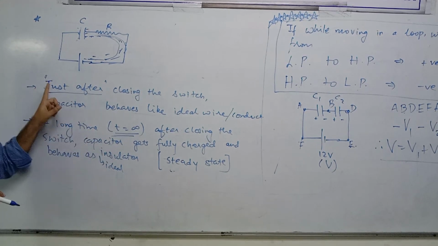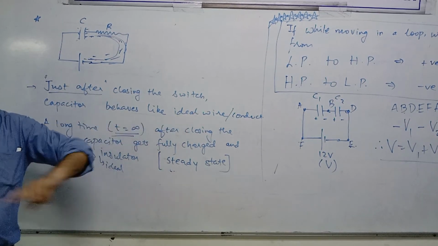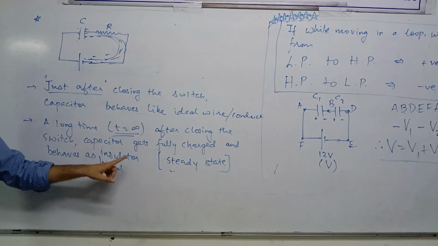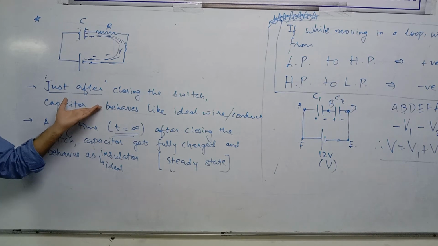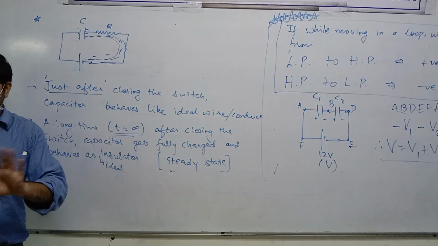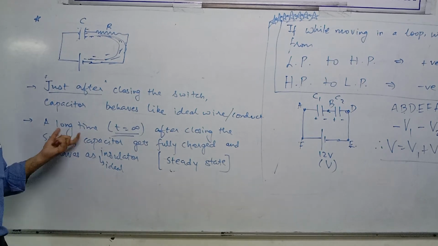Just after closing the switch, the capacitor is an ideal conductor, meaning it will allow current to flow easily. And after a long time, it will become an ideal insulator, because it has got fully charged, it will not allow charges to flow anymore. Understood? T equal to infinity can be a long time.